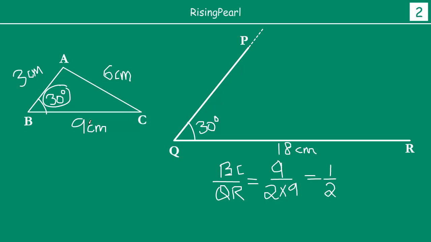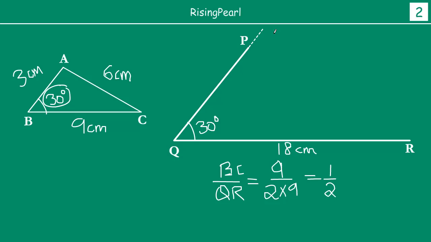Because each of the ratio, if this is 9, this is 18. If this is 3, this should be 6, right? Because the ratio has to be the same. I cannot have this as the double and this has 3 centimeter or 5 times 15 centimeter. Because remember, in order for me to draw similar triangles, these ratios must be the same. So BC is to QR is 1 by 2. Similarly, AB is to PQ should be 1 by 2. So if this is 3, this should be 6.